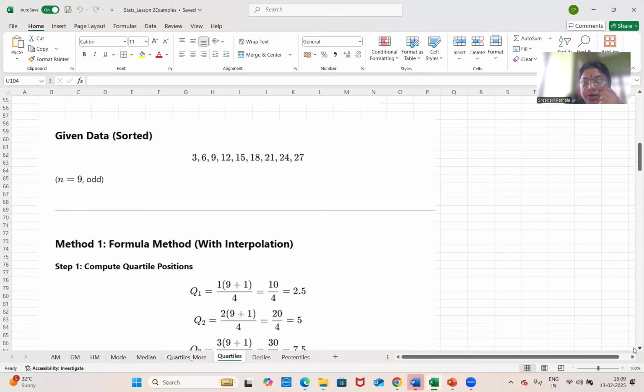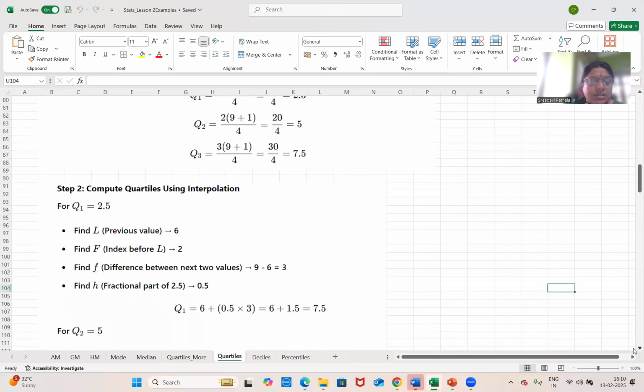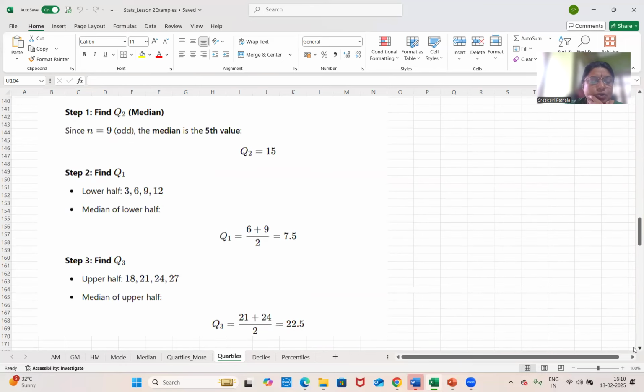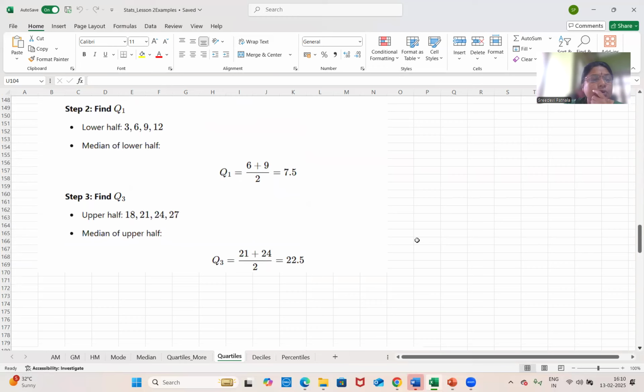So that's how the split method is used. Generally, if a bigger data set is given, this split method is not used. Now you divide. Here you have the even data set, so you will have to add two values, which is 6 plus 9 by 2. That means Q2 is 7.5.